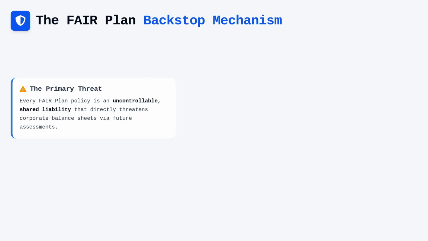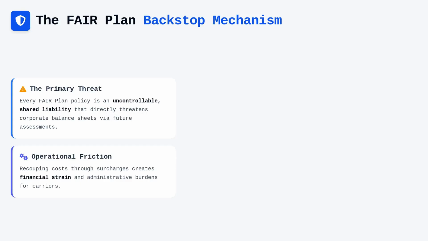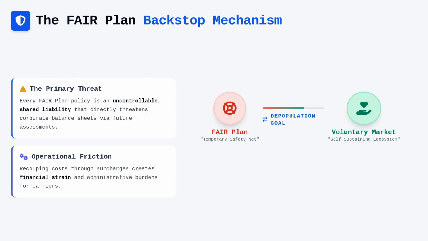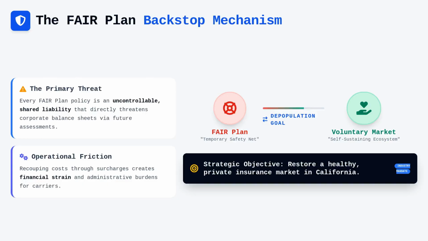Even though modern regulatory frameworks allow carriers to recoup certain assessment costs from their own voluntary policyholders via approved temporary surcharges, the process introduces significant operational friction and financial strain. Consequently, both the industry and the Department of Insurance view the FAIR Plan strictly as a temporary safety net rather than a permanent competitive option. Depopulating the residual market remains a primary strategic objective to restore a healthy, self-sustaining voluntary insurance ecosystem in California.